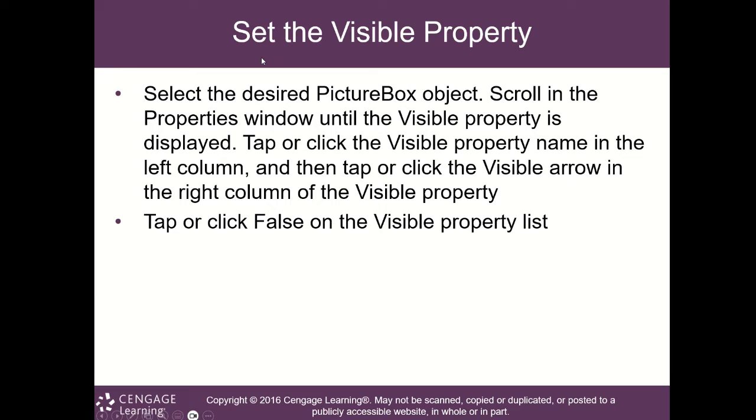Now, the next action is to set the visible property. For that, you select the desired picture box object, scroll in the properties window until the visible property is displayed, tap or click the visible property name in the left column, and then tap or click the visible arrow in the right column of the visible property. Tap or click false on the visible property list. What it will do? It will make the picture disappear whenever you start the form.